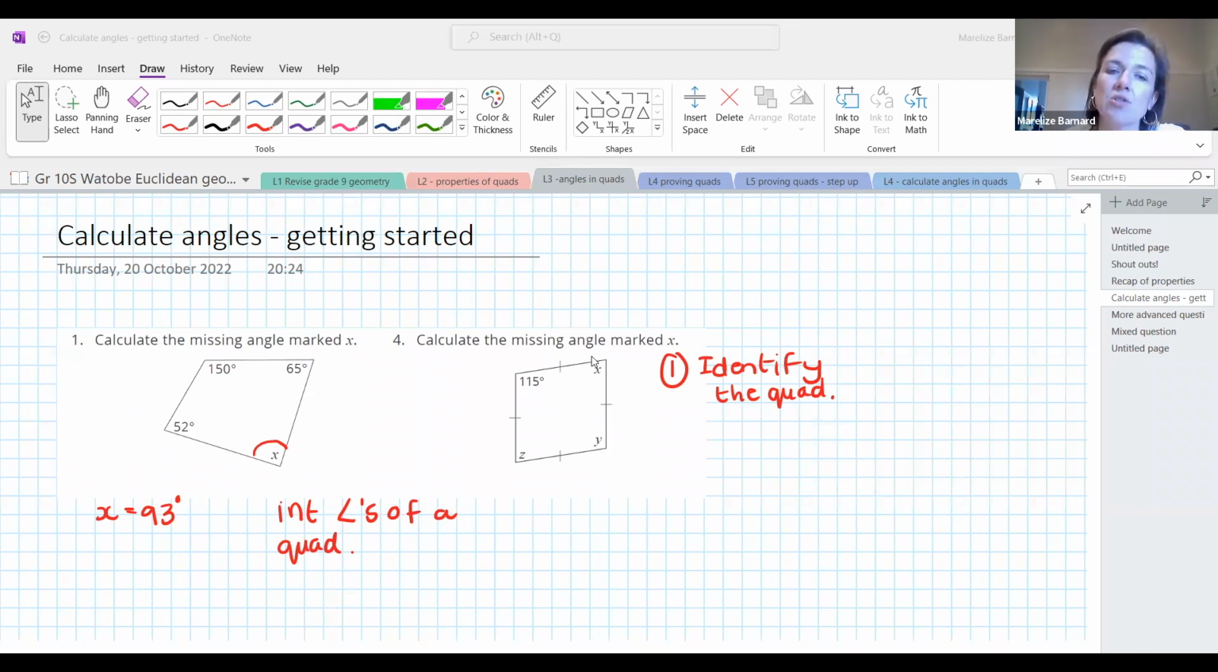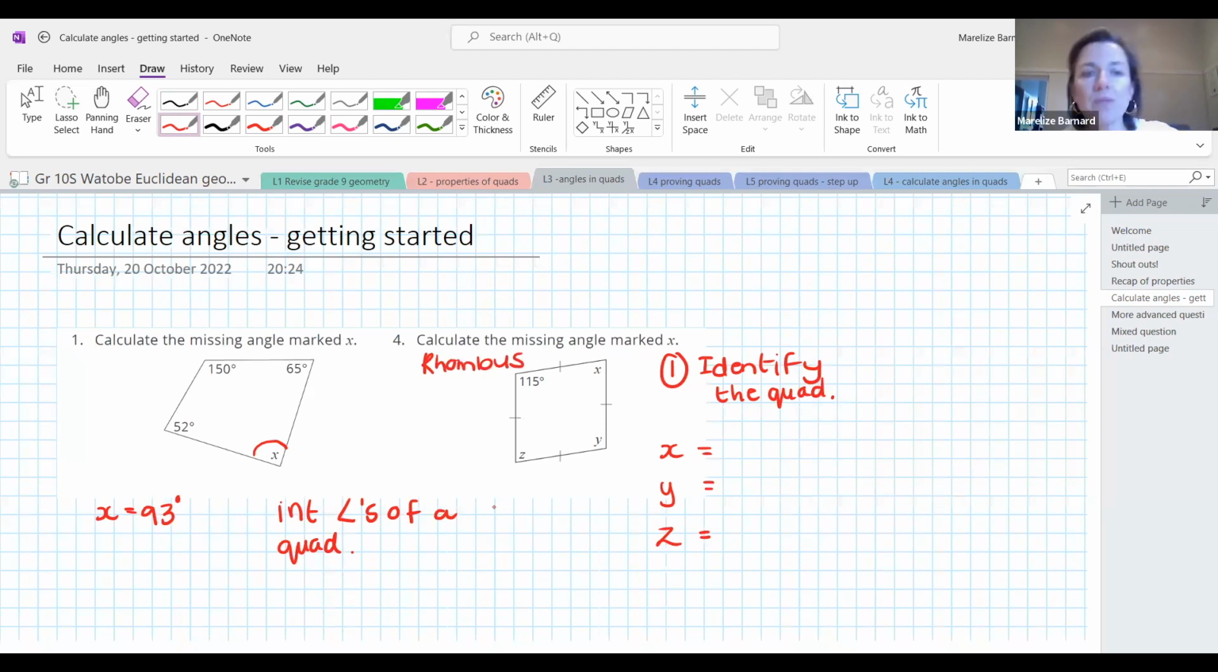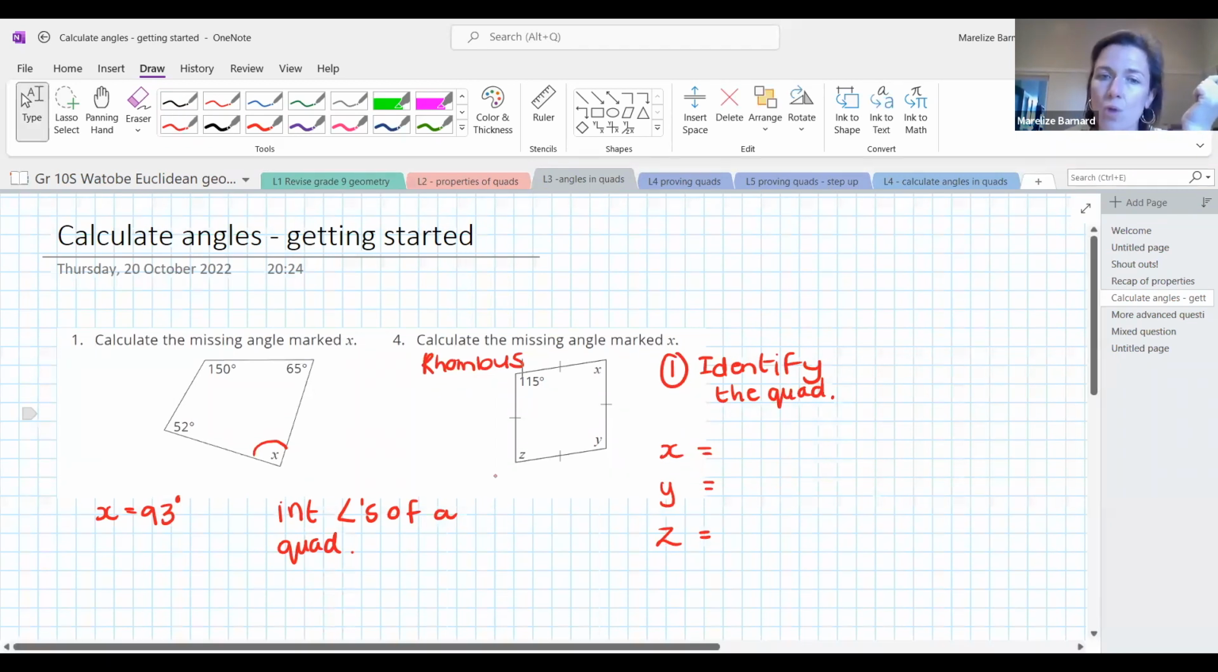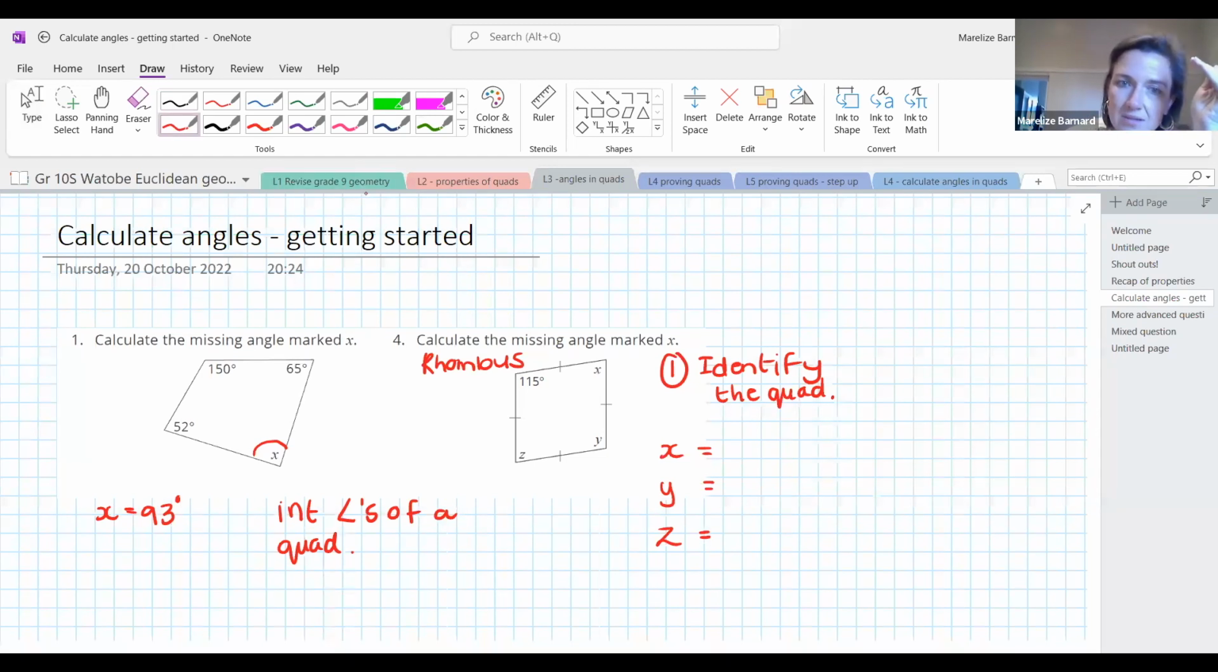Okay. So what can we say about x? What is x equal to? What is y equal to? And what is z equal to? So if we have identified it as a rhombus, now we can use the properties of the rhombus to solve for x, y, and z. So before we carry on, just listen. What are the other properties of a rhombus? We've now identified it as a rhombus because of the adjacent sides being equal.